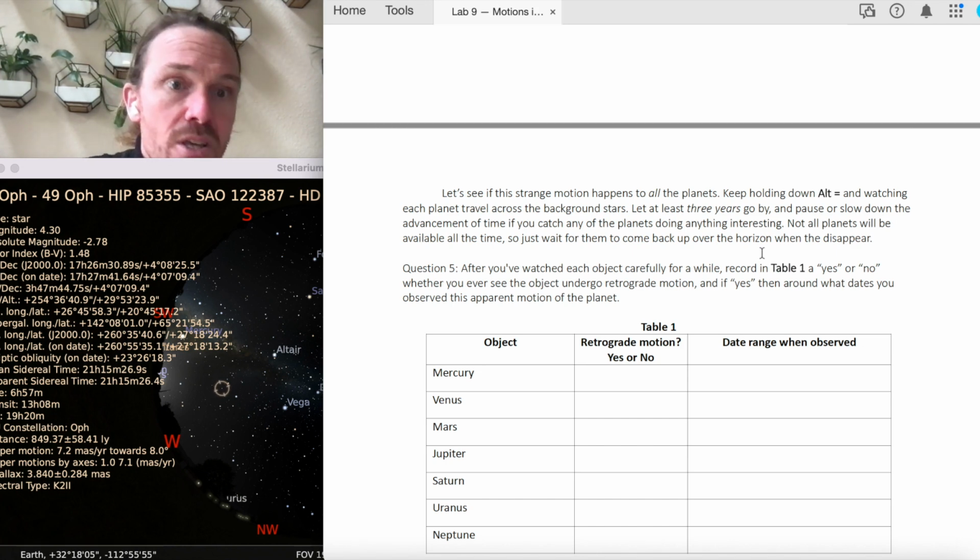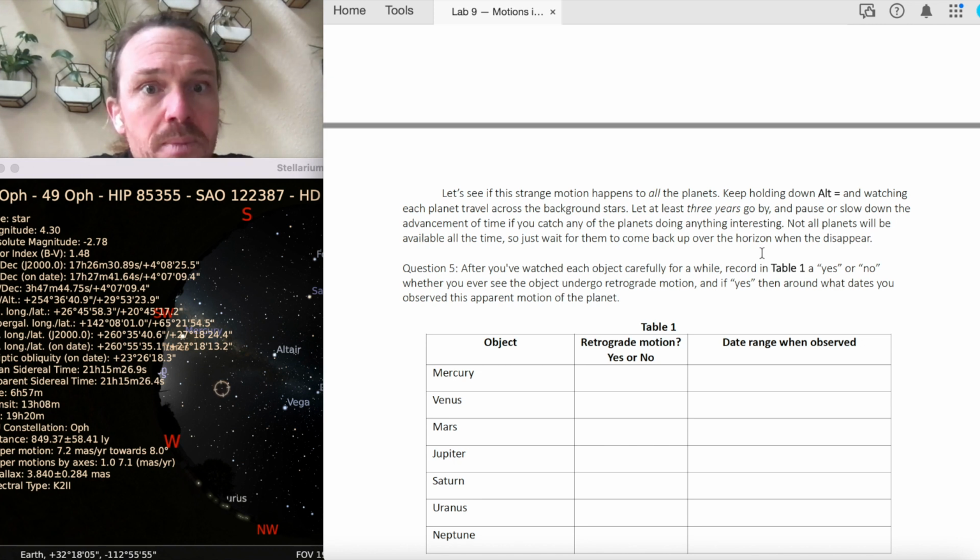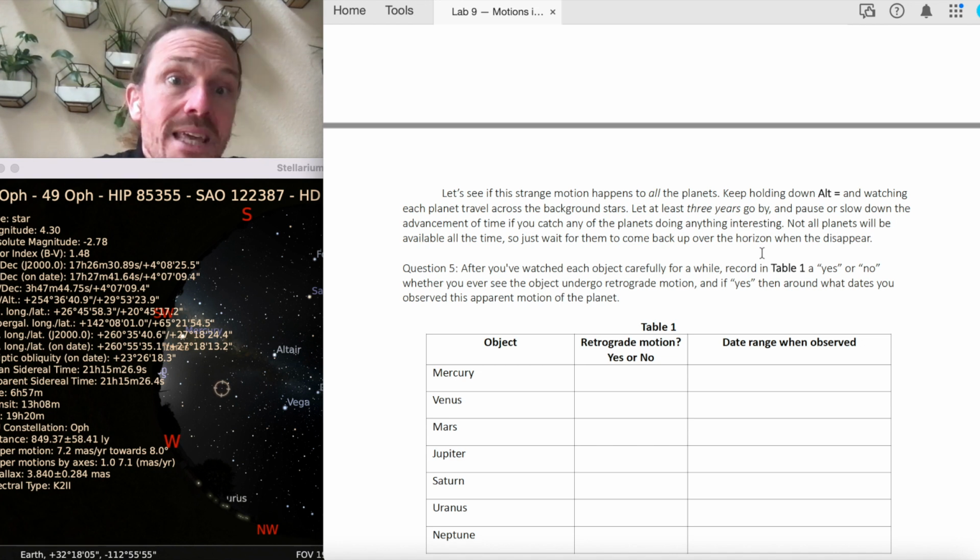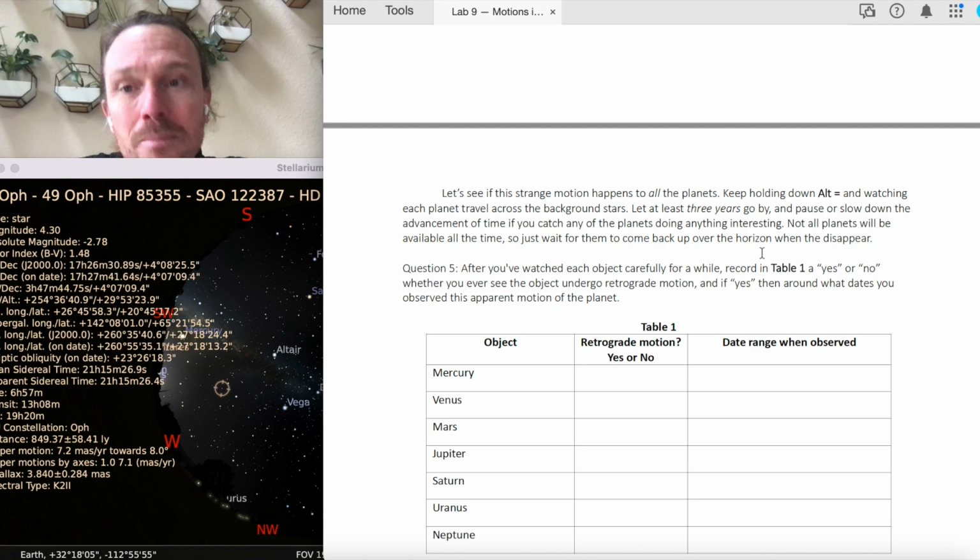Keep holding down the Alt equals key. Just hold it down and keep it running, and watch each planet travel across the background stars. Let at least 3 years go by. So I covered about 2 of them. And pause or slow down the advancement of time if you catch any of the planets doing anything interesting. I'm really talking about moving backwards.